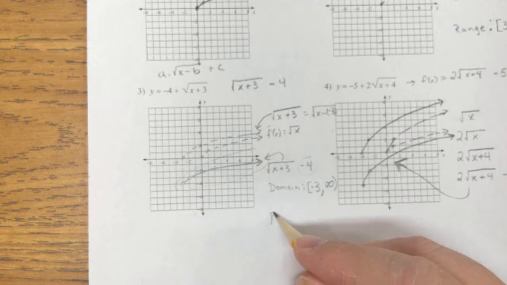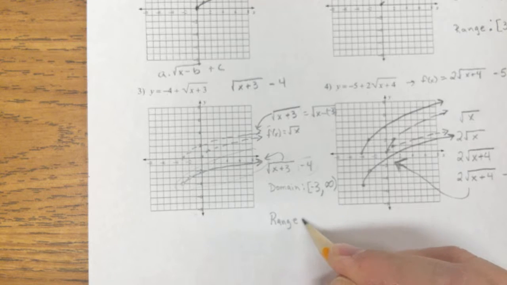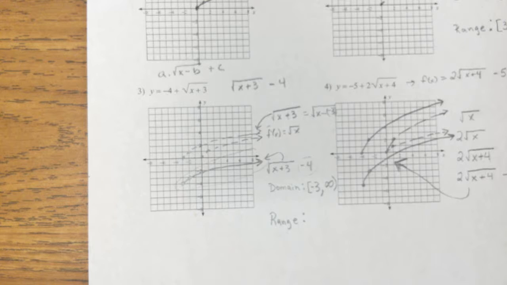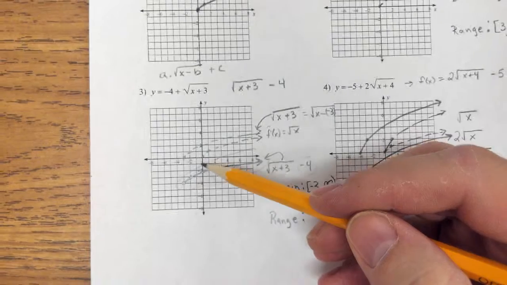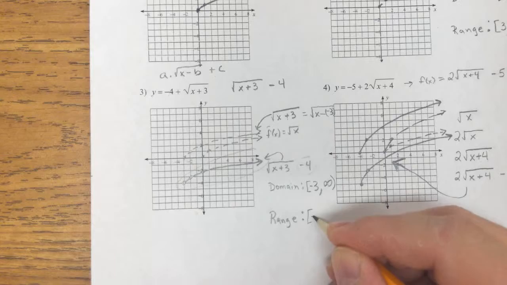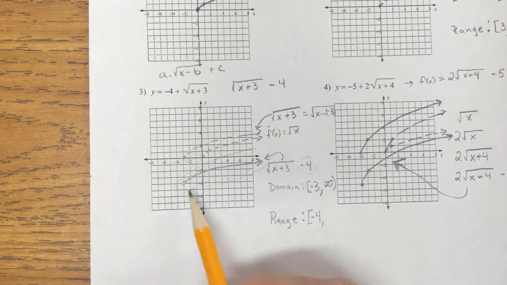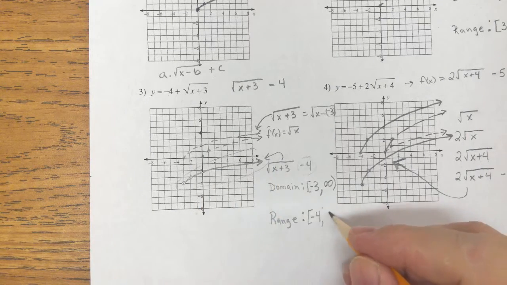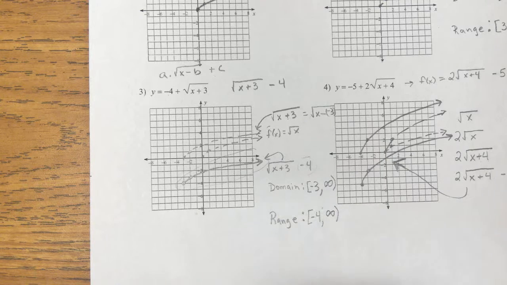Now, the range, well, again, we're not at 0 anymore. So did we go up or down, or where did we go? And I hope you're thinking from 0 we went 1, 2, 3, 4 down. So now my range is starting at negative 4 and going to infinity. These are always going to be going to some type of infinity. Okay? Alright.